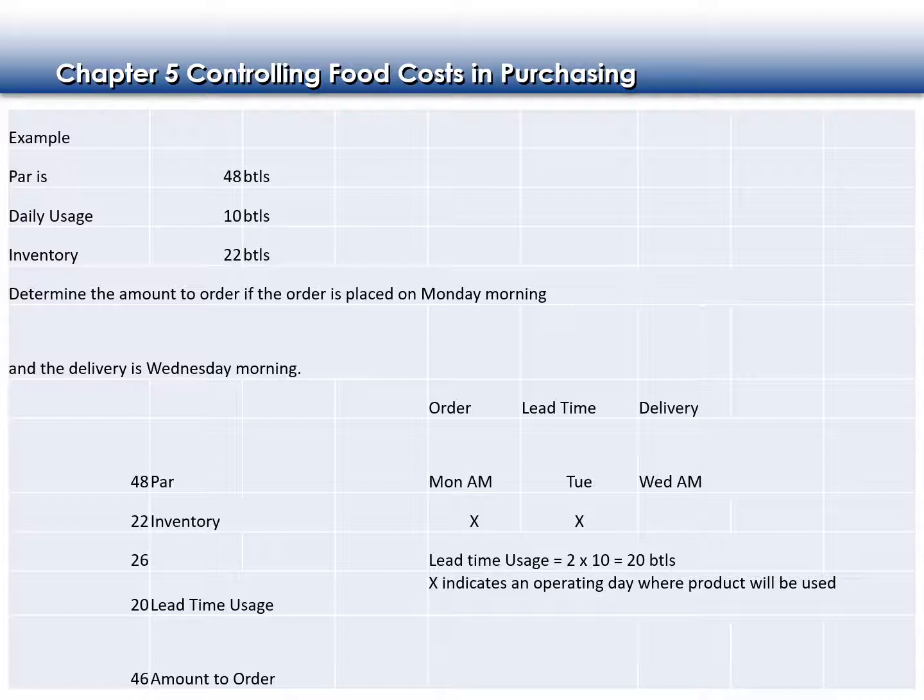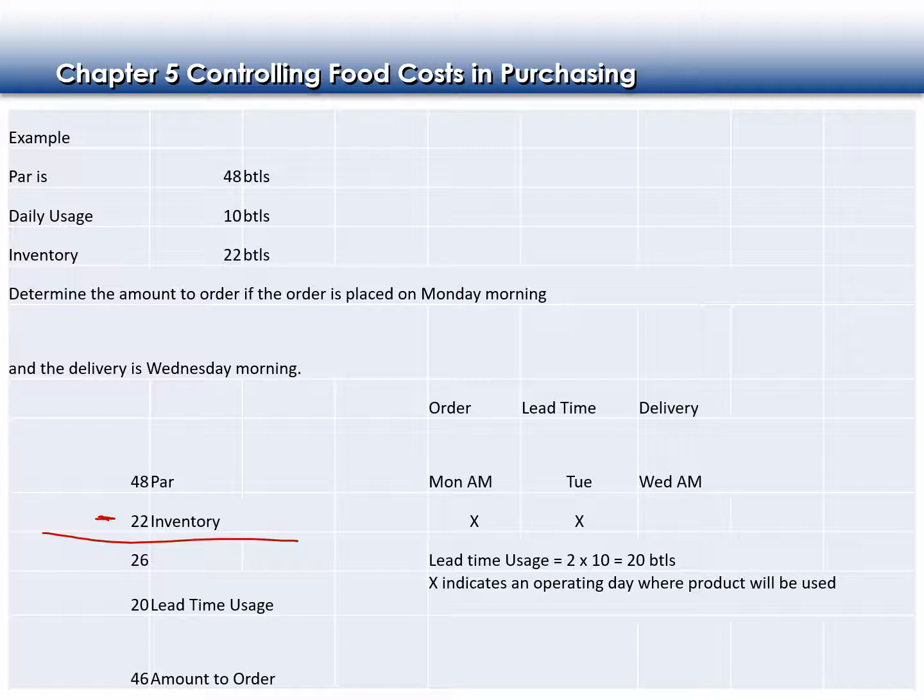So, we copy everything down here, 48 par. We've got 22 in inventory. So what do we do? Do we add or subtract those? Why subtract? Because we already have them. So there's no point in us ordering them because we already have them, okay? So we subtract 22 from 48. My goal is to get my product back up to 48, okay?